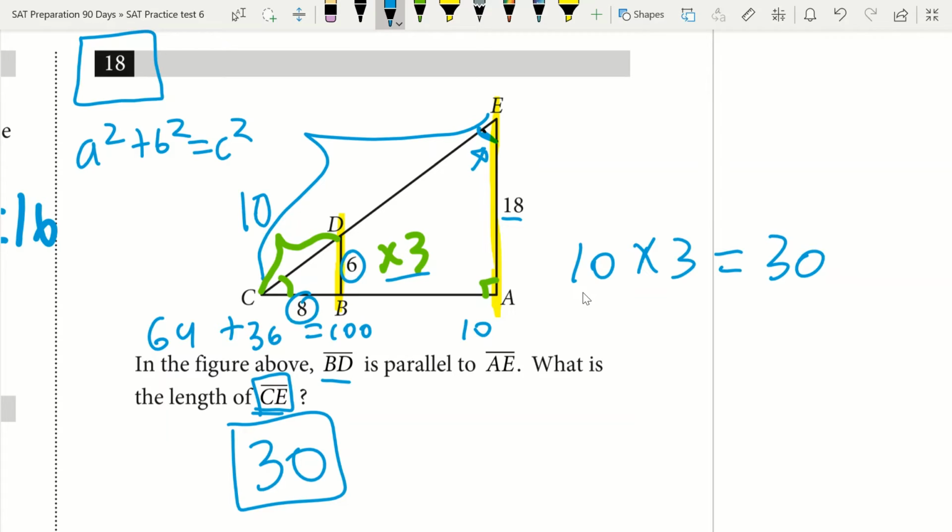So that's how you want to approach these similar triangles problems: you want to identify what you want to solve, find if it's in your smaller triangle or your larger one, then use the corresponding sides to find what ratio there is between the sides, and then obviously you go ahead and solve from there. So hopefully this video is helpful.